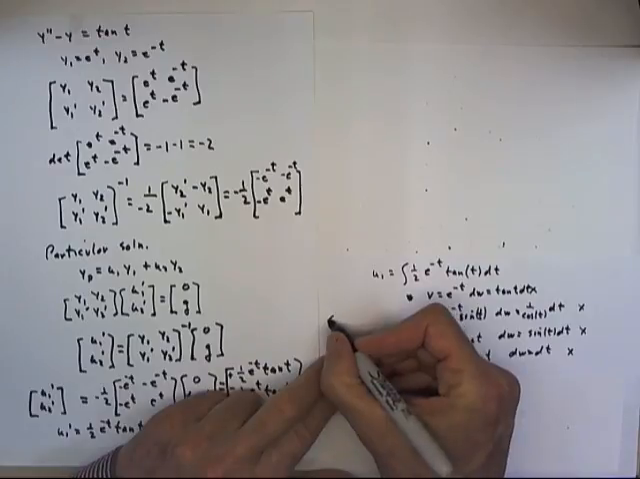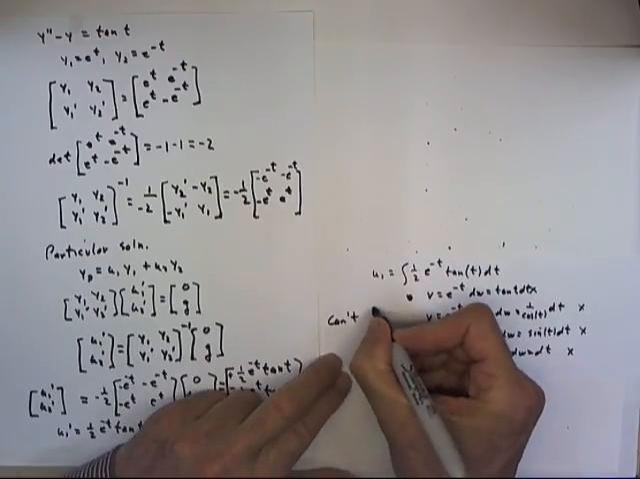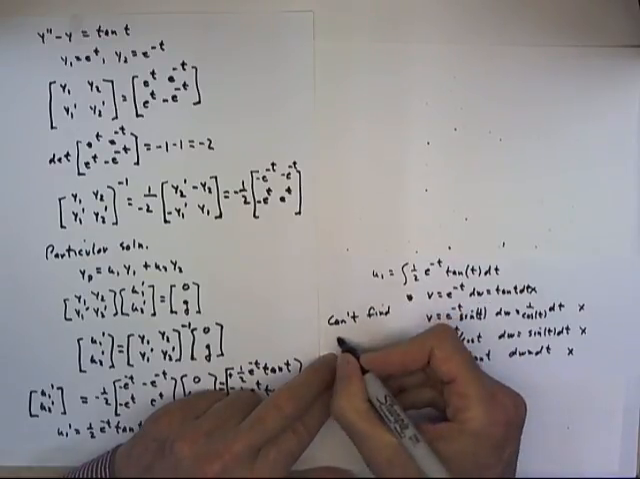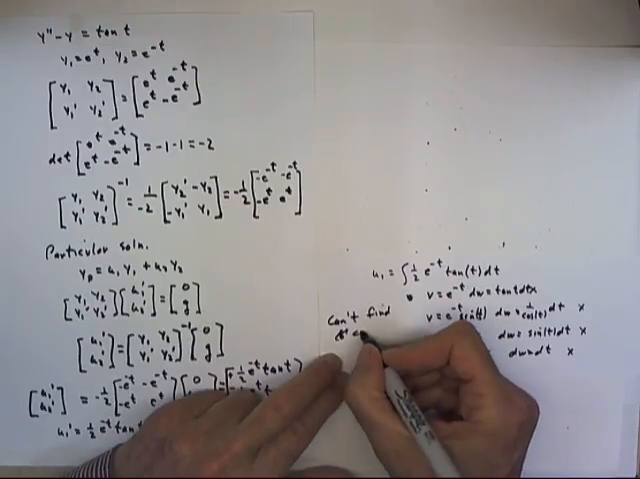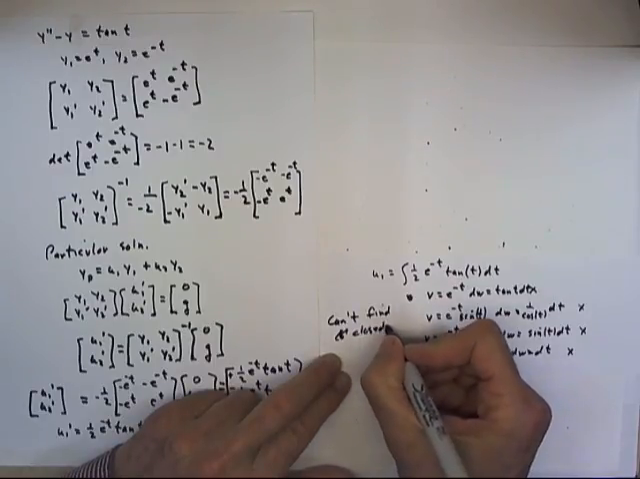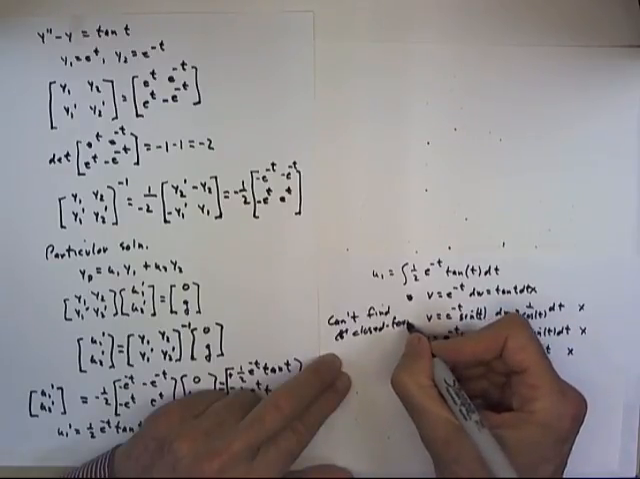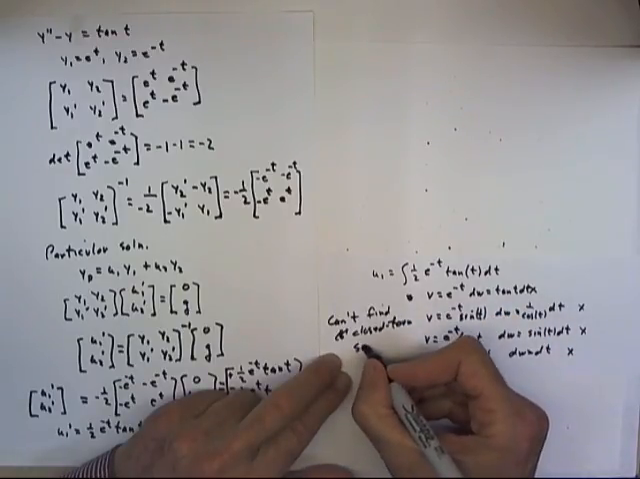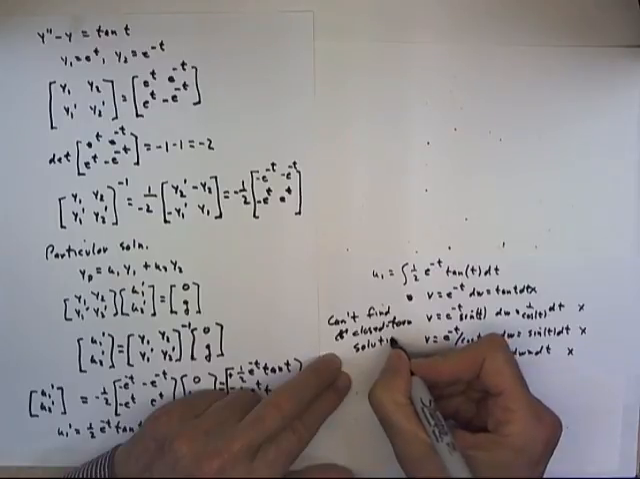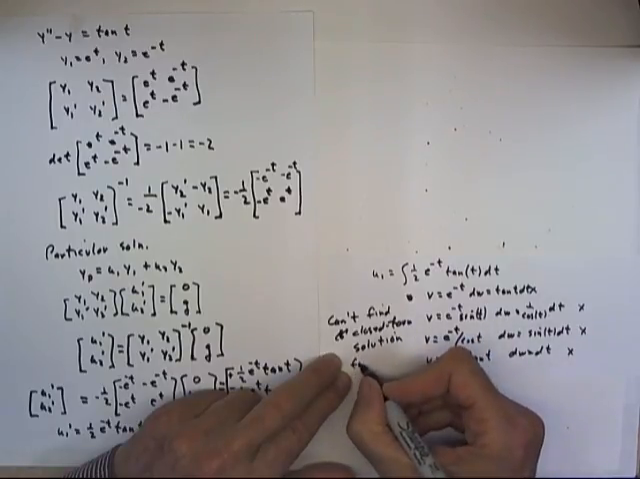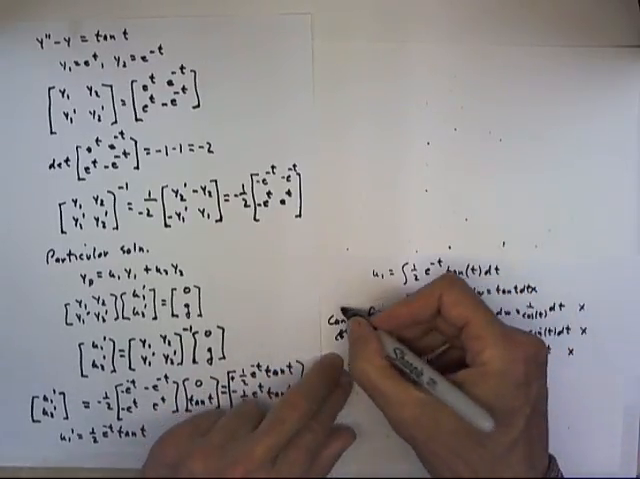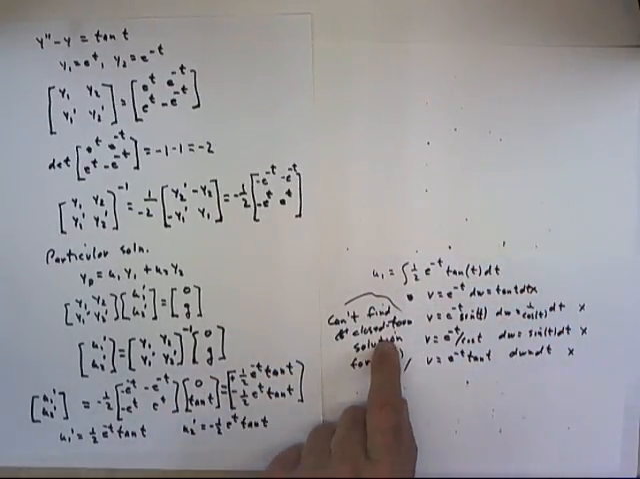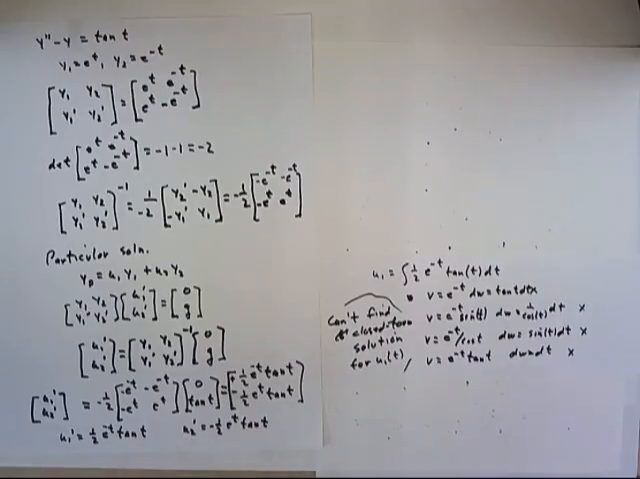So I'm just going to say we can't find, and if I could write a closed form solution for our function u1 of t. And the same is true for our u2.